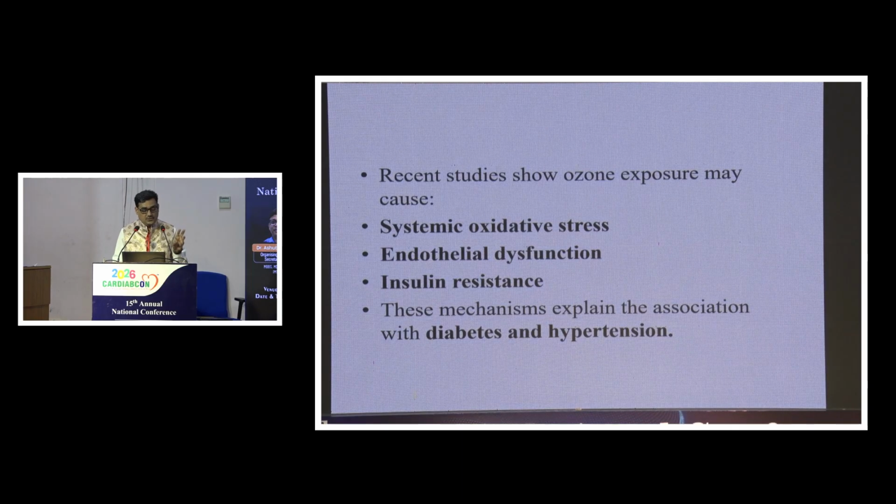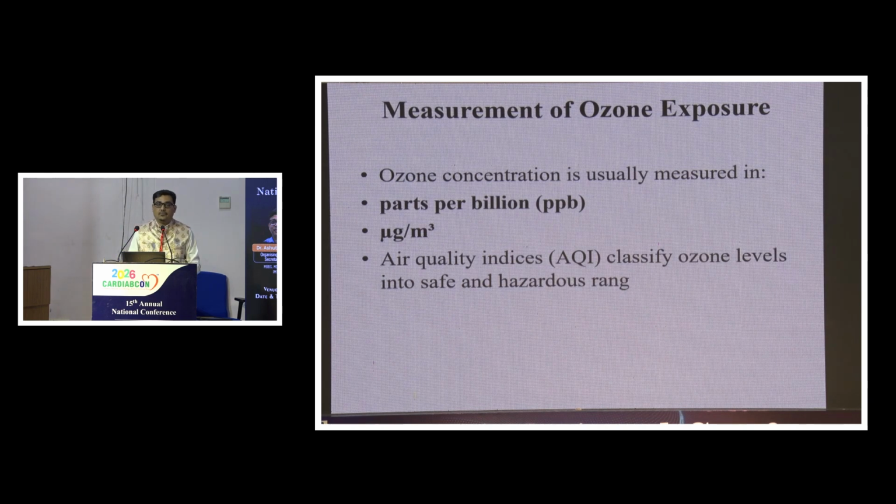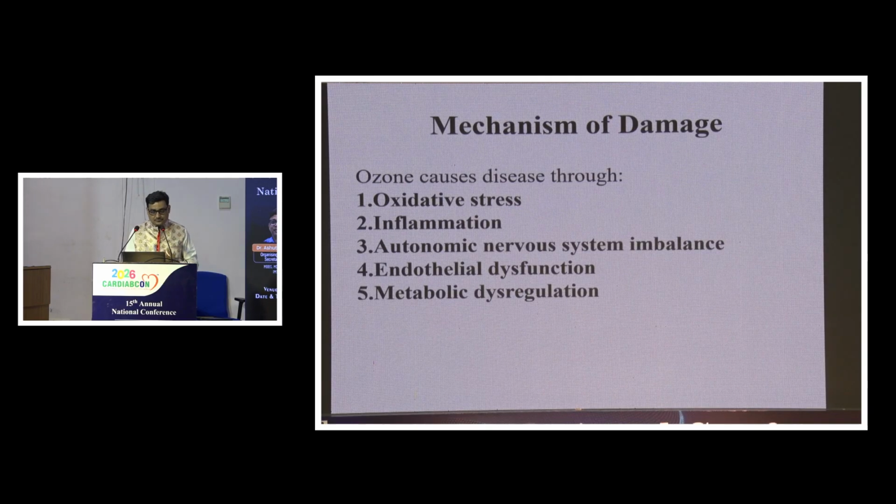What is the basic pathophysiology? Systemic oxidative stress, endothelial dysfunction and definitely insulin resistance are the major culprits. Ozone concentration is usually measured in parts per million and micrograms per cubic meter, and air quality indexes classify ozone levels into safe and hazard zones. Nowadays, in social media and in papers, the air quality index is a very hot topic.